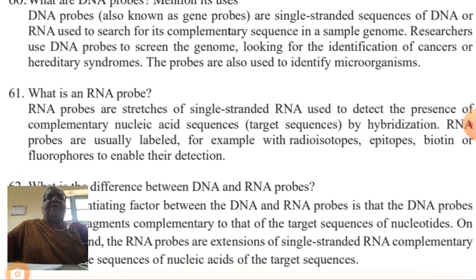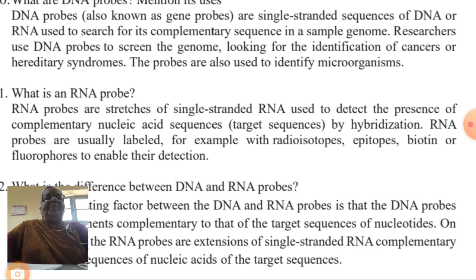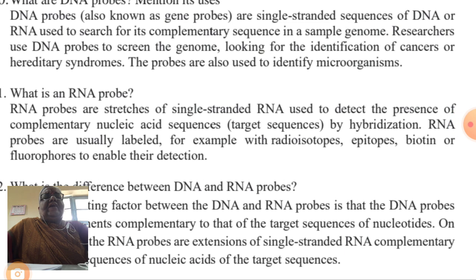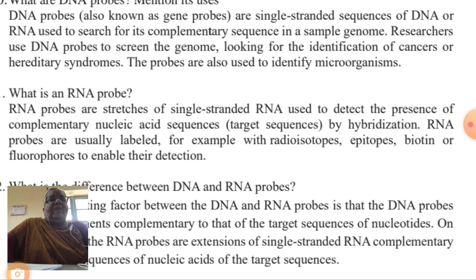The way you have DNA probes, you have RNA probes also, and that is question number 61. RNA probes are stretches of single-stranded RNA molecules. They are used to detect the presence of complementary nucleic acid sequences or target sequences by hybridization. They are usually labeled, for example, with radioisotopes or epitopes or biotin molecules or fluorophores to enable their detection. So this is about questions on DNA probes and RNA probes.